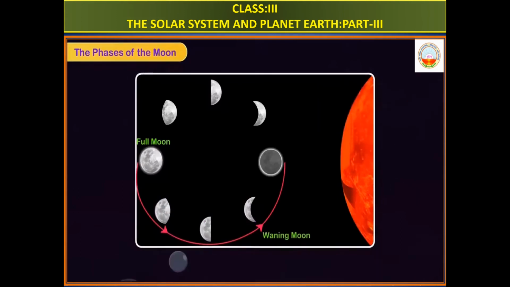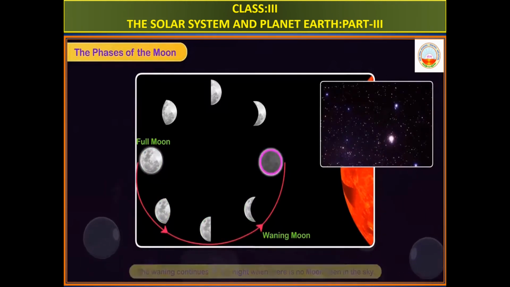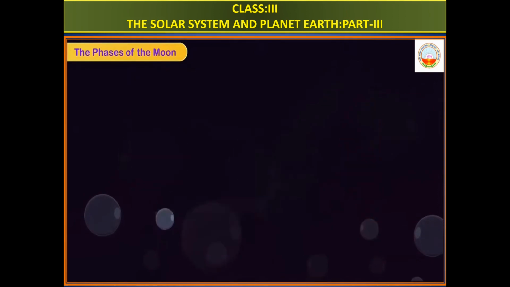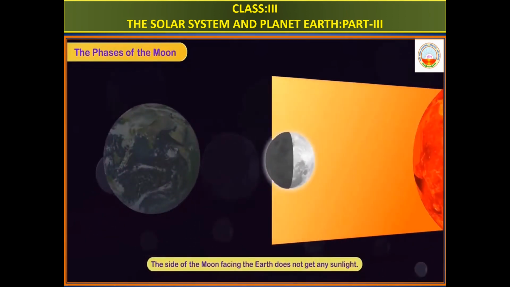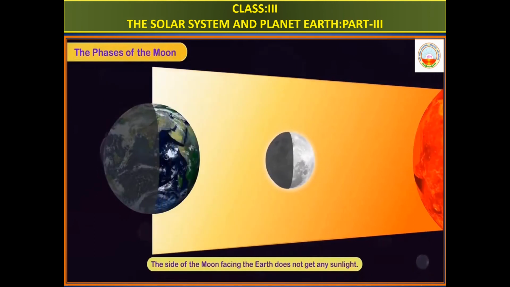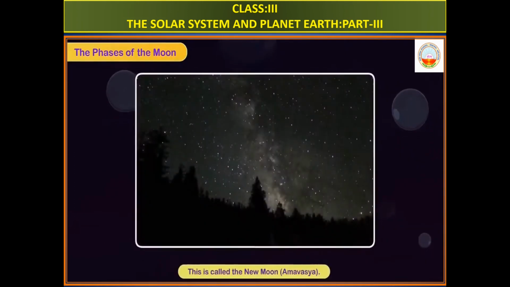The waning continues till the night when there is no moon seen in the sky. The reason for this is that the side of the moon facing the Earth does not get any sunlight. This is called the new moon. In our regional language we may call it Amavasya.